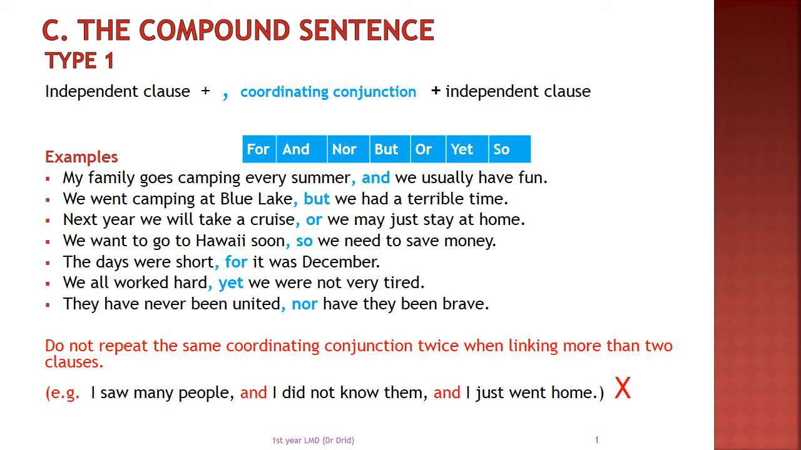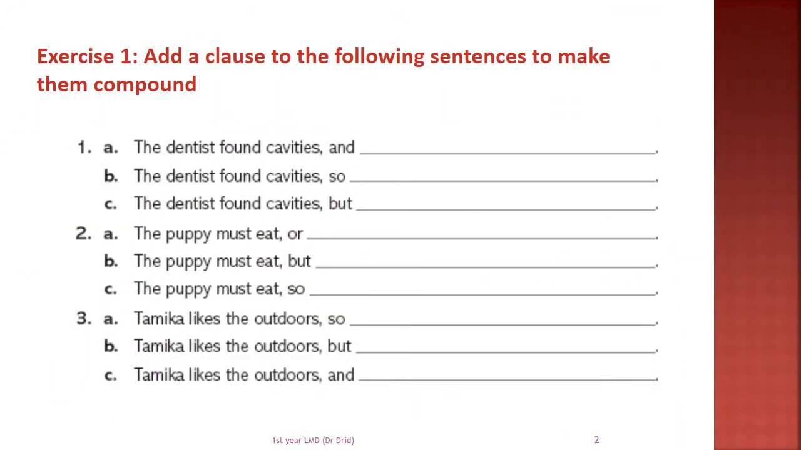It is so simple. There is a remark. When we construct a compound sentence with three clauses and we join them with comma and a coordinating conjunction, we should not repeat the same coordinating conjunction twice when linking more than two clauses. For example, I saw many people and I did not know them and I just went home. This is a sentence which is not a good sentence in English because of the repetition of the same coordinating conjunction.